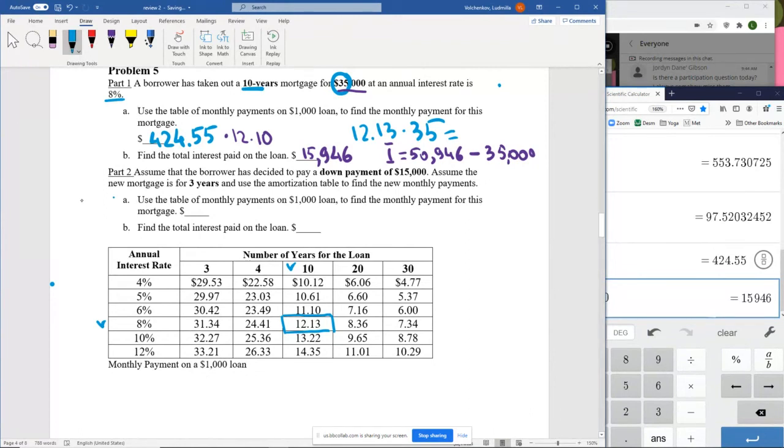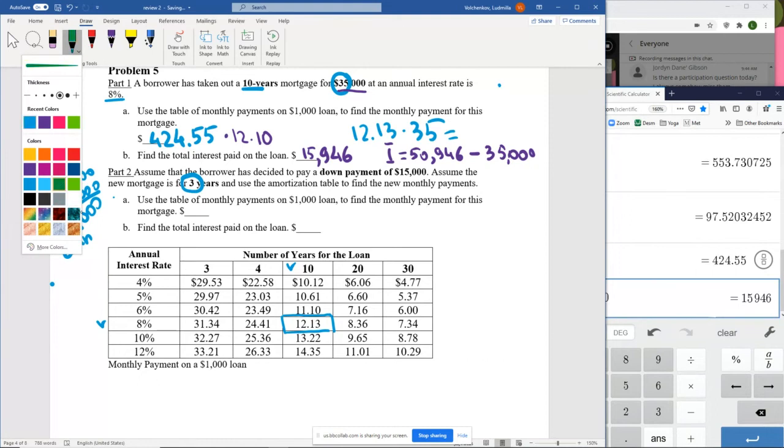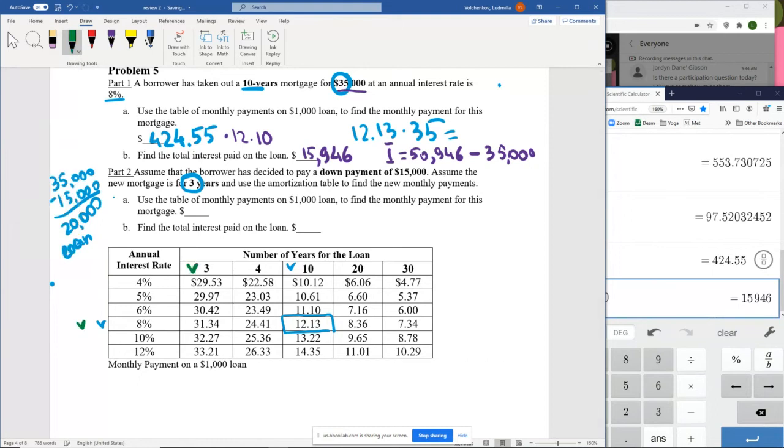So the down payment, from 35,000 we subtract this 15,000, so the actual loan is 20,000. This is the loan. And then when the loan is less, the borrower takes this loan for 3 years, but with the same percentage. So now we are by 3 years, but the same 8%.